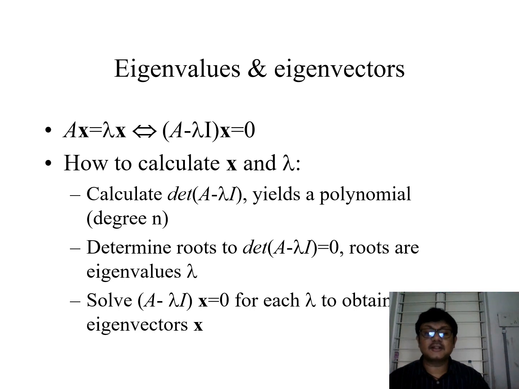How to calculate the x and lambda values? First you need to calculate the determinant of A minus lambda I, which yields a polynomial of degree n. Determine the roots of the determinant of A minus lambda I equal to 0. The roots are nothing but the eigenvalues lambda. Solve (A minus lambda I) x equal to 0 for each lambda to obtain the eigenvectors x.